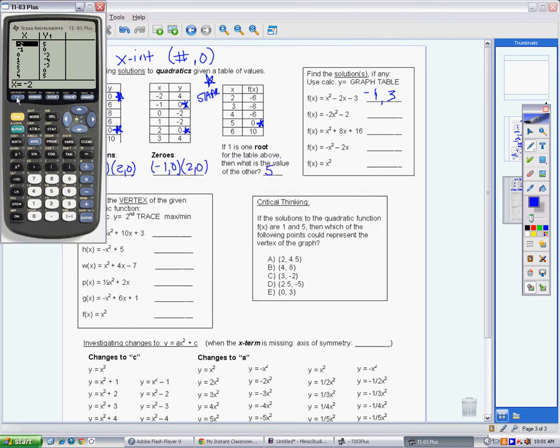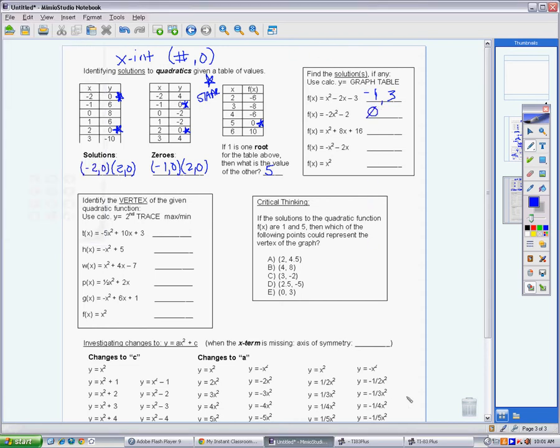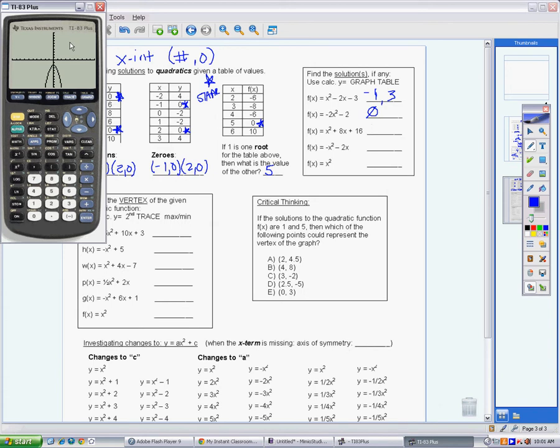Okay, so I'm going to go back to y equals, and I'm going to do the next one. Negative 2x squared minus 2. So I'm going to graph it. Oh, I see my parabola does not touch my x-axis at all. That tells me there's no solution. No solution. I will not see a 0 in my table.